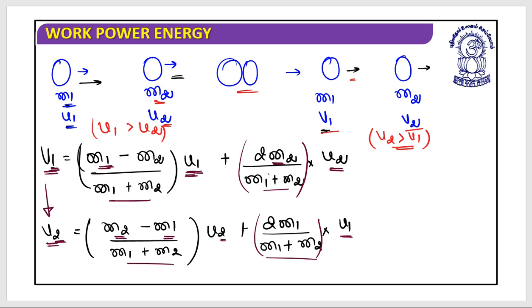Then we have the relation v1 equals (m1 minus m2) divided by (m1 plus m2) into u1, plus 2m2 divided by (m1 plus m2) into u2. And v2, the velocity after collision of the second object, equals (m2 minus m1) divided by (m1 plus m2) into u2, plus 2m1 upon (m1 plus m2) into u1. This is what we derived last time.